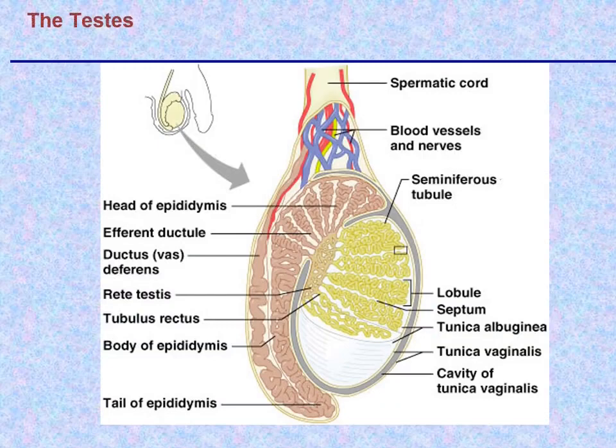Okay, so here you see this is the spermatic cord here, this whole structure here, traveling up and away from the scrotum. There are blood vessels, as I said, and nerves, and the ductus deferens also goes up here, up that spermatic cord.